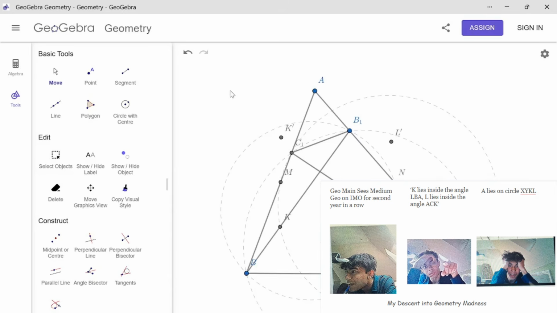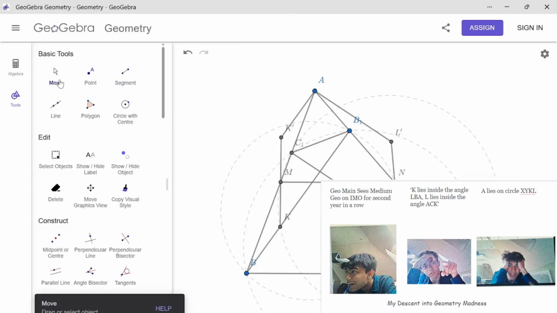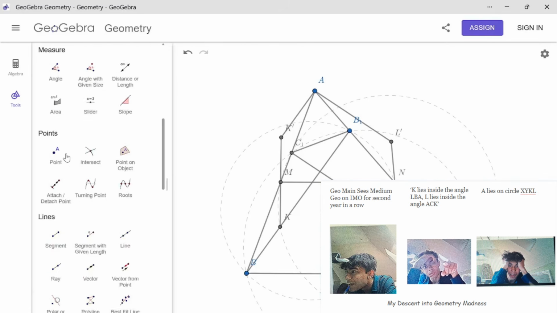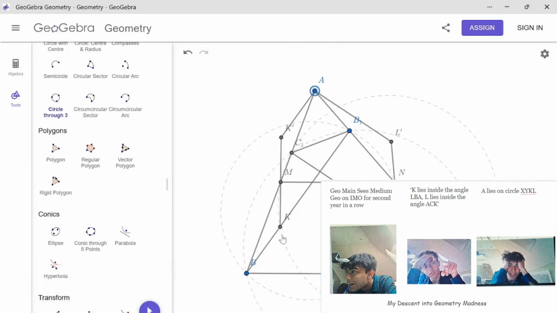Okay, and we have these parallelograms. And this very relevant thing is the circle at AKL, and these points B2 and C2.